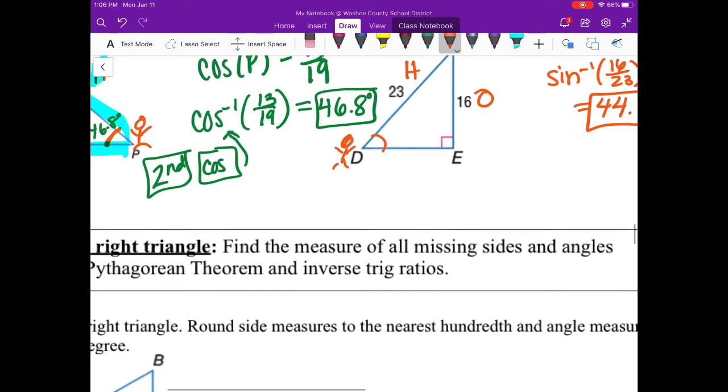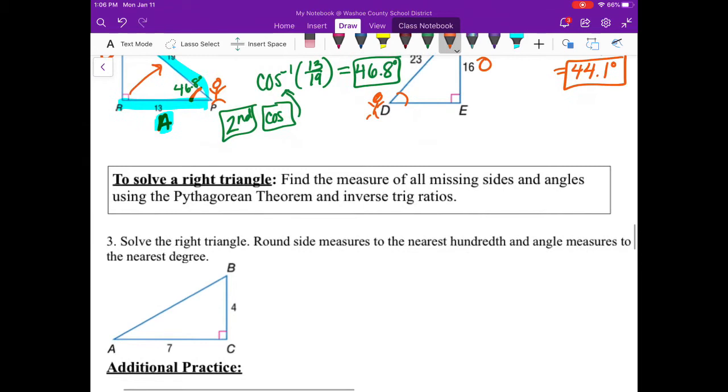Okay. So what does it mean to solve a right triangle? Anytime we ask you to solve a right triangle, it means to find the measures of all the sides and all the angles. Okay, so we're going to be using the Pythagorean theorem, which we already talked about in an earlier section, and any inverse trig ratios, which we just did, to find those missing sides, okay?